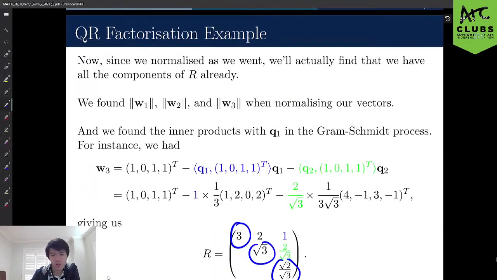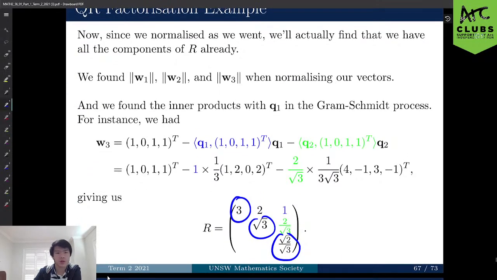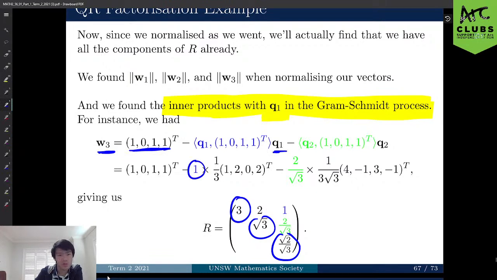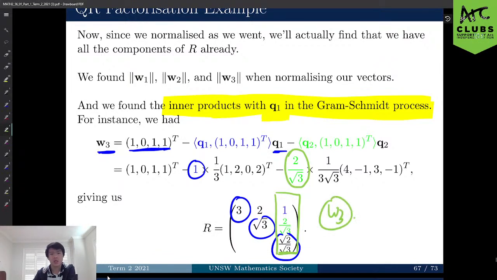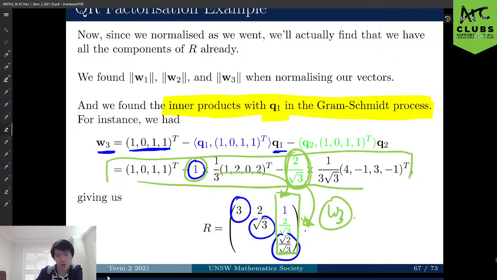And then, because we've already done so much, we can find the inner products with Q1 by looking at our Gram-Schmidt process. So remember what we had over here. We had W3 equals this thing minus the projection onto Q1. And so we ended up with 1 here, then we ended up with 2 on root 3 here. So what we can do instead is take this column. This column corresponds to W3, and these things will represent these inner products here. So 1 goes down here, and 2 on root 3 goes down there. Right, so this is just the expression for W3, and we get these two nice little inner products.